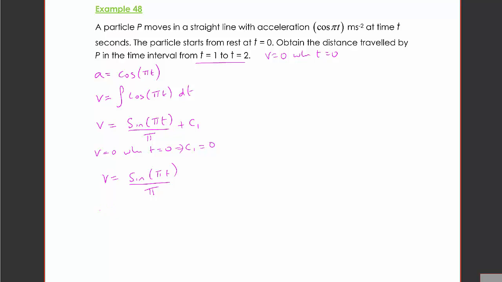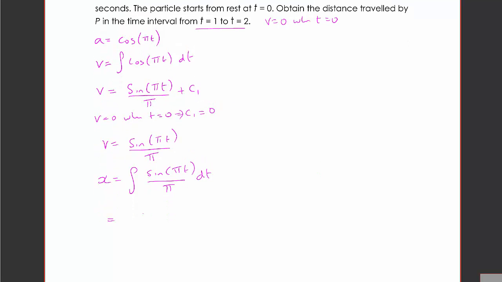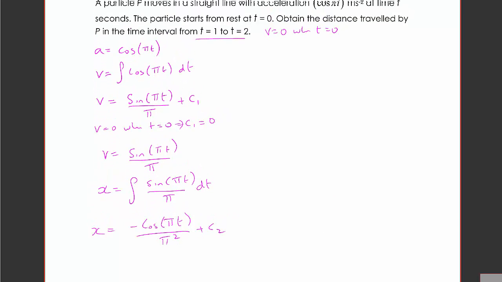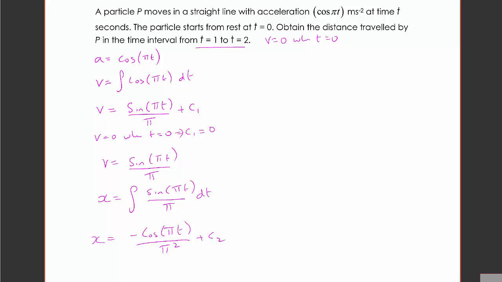Now we're interested in distances, so we want x. So that's going to be the integral of sine pi t over pi dt. Sine integrates to negative cos. So we're going to get negative cos pi t over pi squared plus some constant. Now, we don't know what the constant is, and we don't need to know.